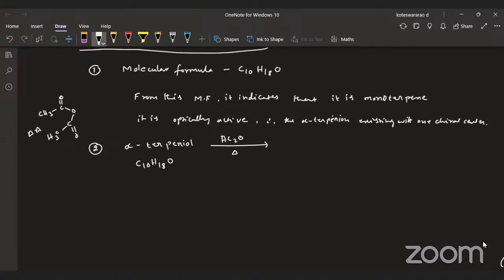It leads to the formation of alpha terpinol acetate.